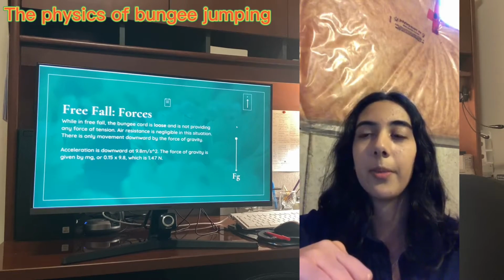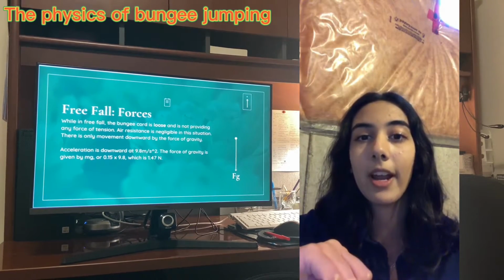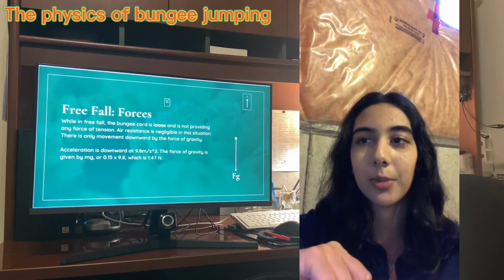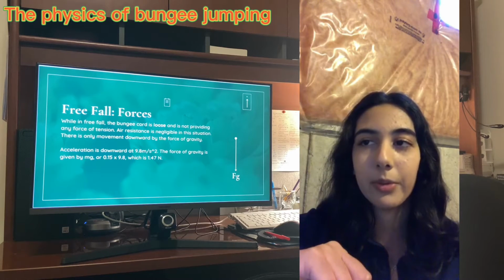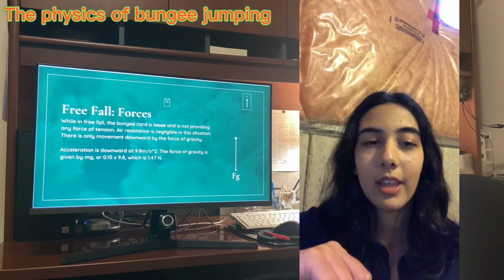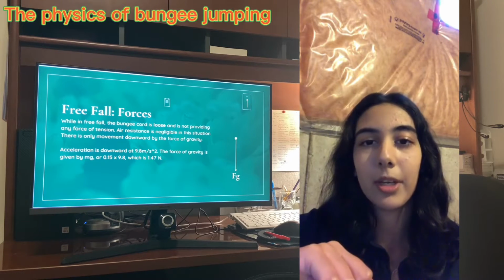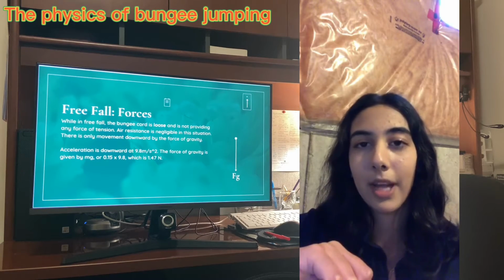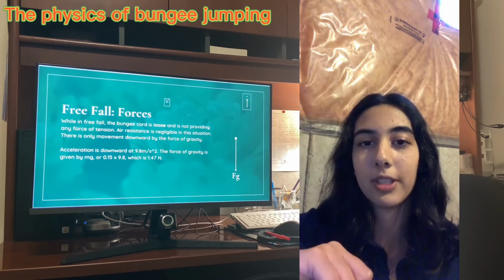While in free fall, the bungee cord is loose and is not providing any force of tension. In this situation, air resistance is negligible. There's only movement downward by the force of gravity. The acceleration downward is 9.8 meters per second squared. The force of gravity is given by mg, the mass multiplied by that value, which is 1.47 newtons.